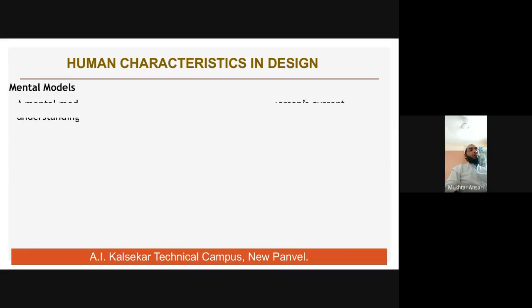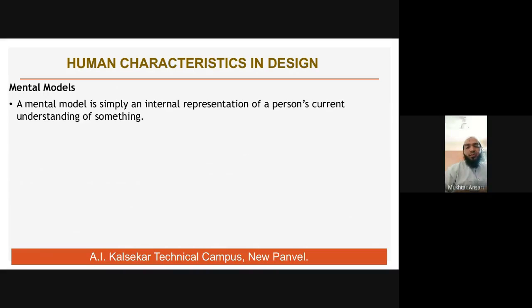The next is mental models. You need to remember these terms. If I ask you what is learning, at least you should remember about learning, what is learning and what you can write inside the learning. So we have the next one, that is mental model.